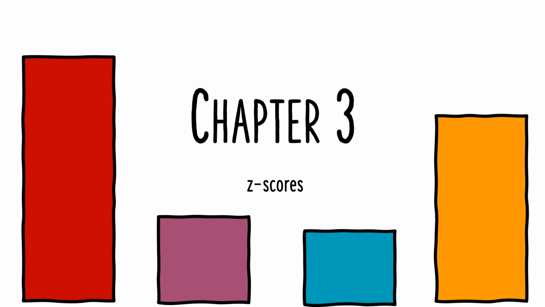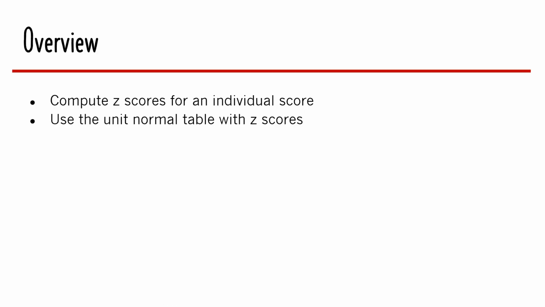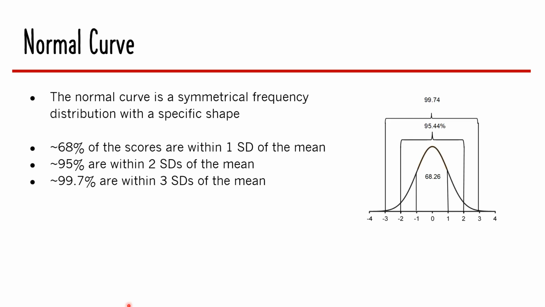Hello everyone. In this video for chapter 3, we're going to talk about z-scores and the normal distribution. So we're going to talk about how you compute z-scores for individual scores and also how you use the unit normal table with z-scores.